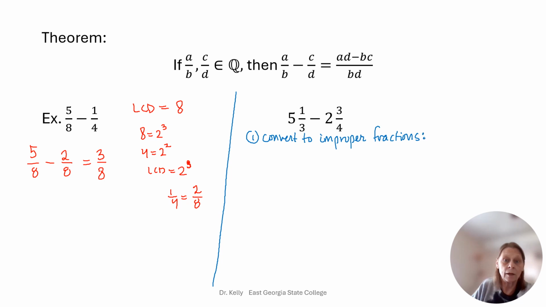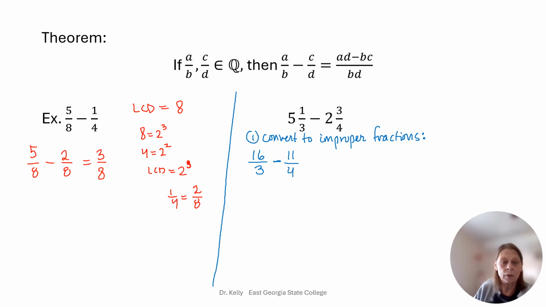So we can do that kind first. So let's take a look at that. 3 times 5 is 15 plus 1 is 16 over 3, minus 4 times 2 is 8 plus 3 is 11 over 4.